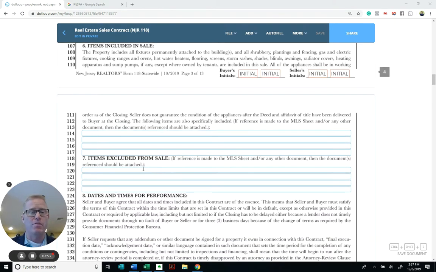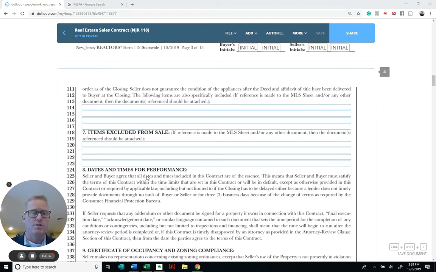Items that are excluded from the sale. For instance, someone might sell a pool and take their pool cleaner with them or the robot for the cleaner. That is something that might be excluded. So anything that's excluded must be there. And it should also be made reference to the MLS sheet. All contracts should be submitted with the MLS sheet. That way you have proof of what was promised as you go through.